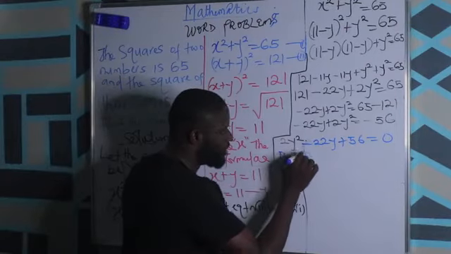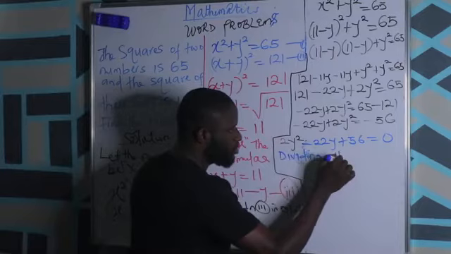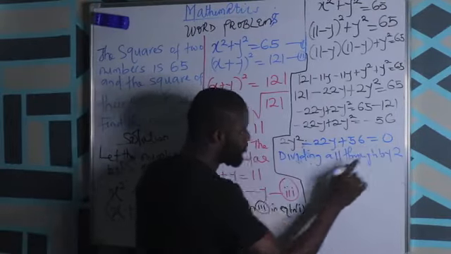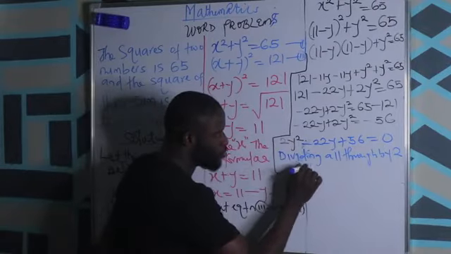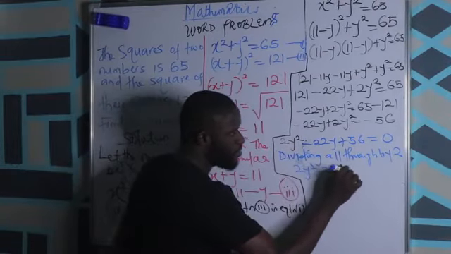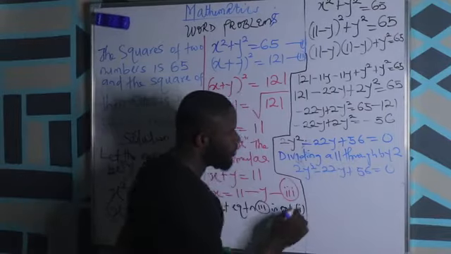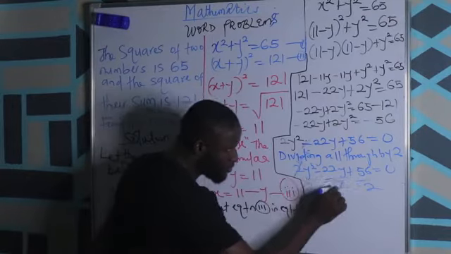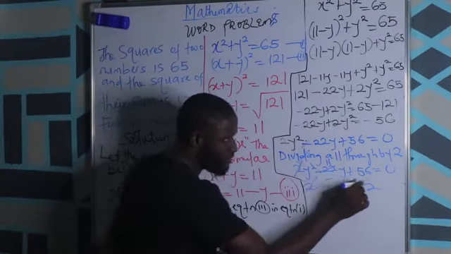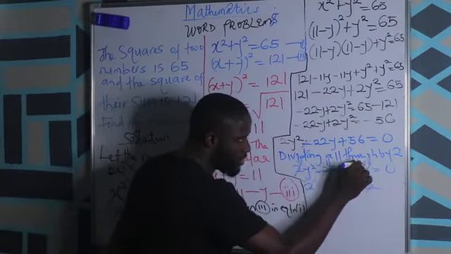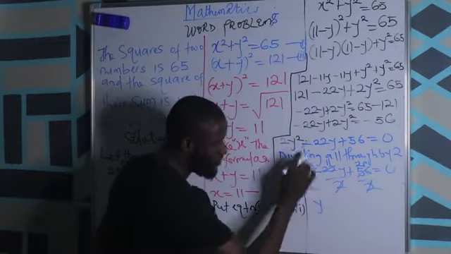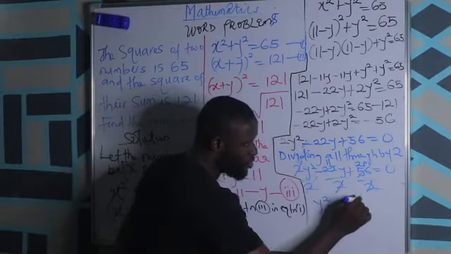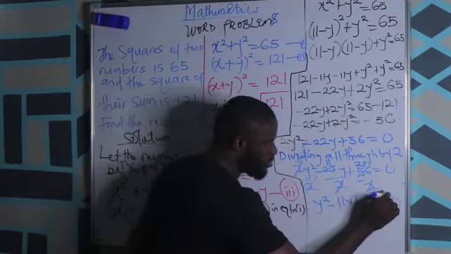Dividing all through by 2, because 2 is common here. So we have 2y squared minus 22y plus 56 is equal to 0. So dividing both sides all through by 2. 2 in 22 I have 11. 2 in 56 I have 28. So what is left of this equation? I have y squared minus 11y plus 28 is equal to 0.